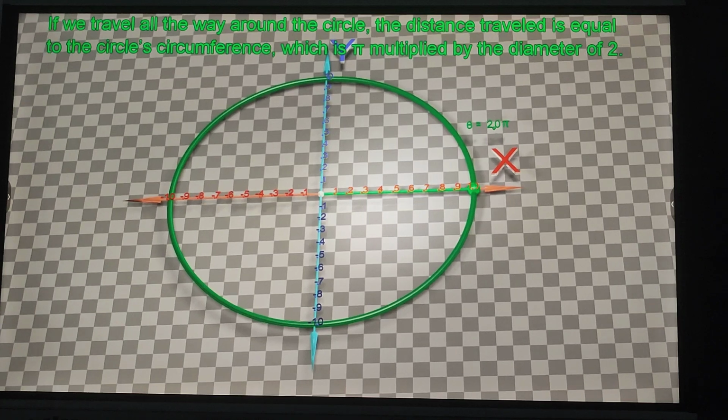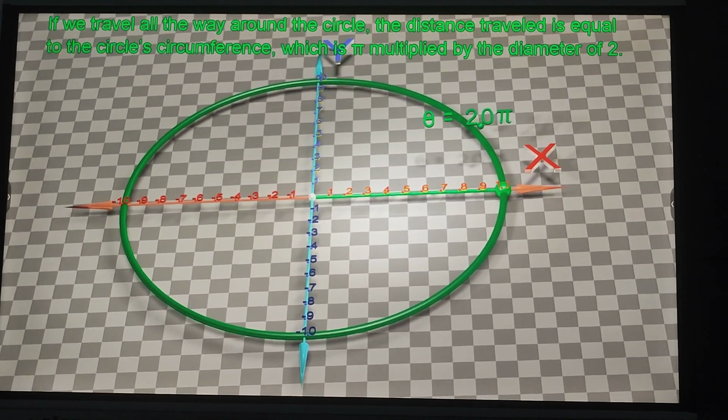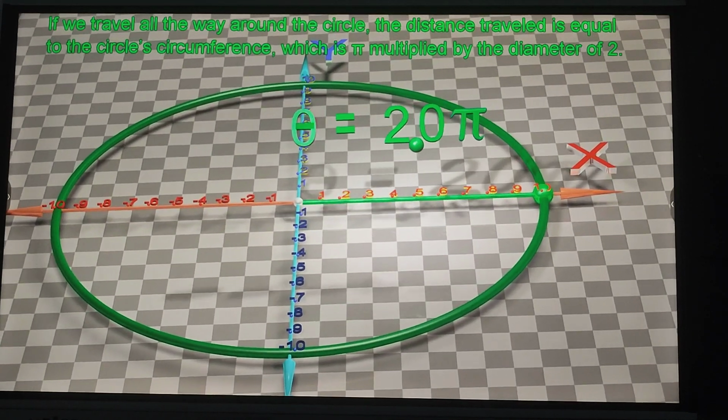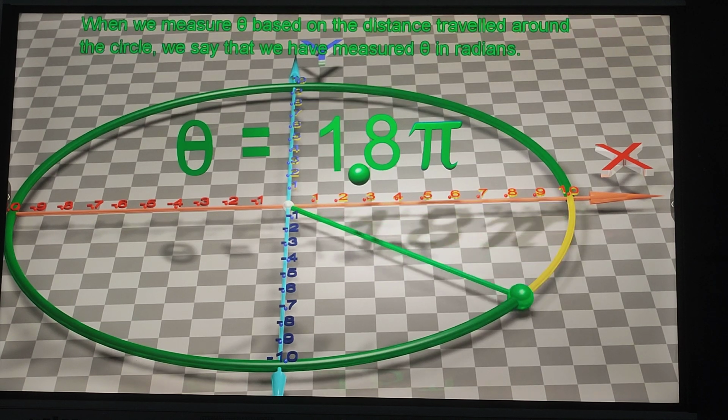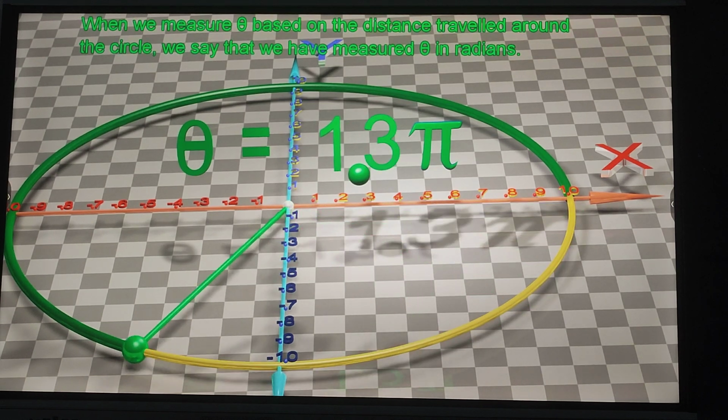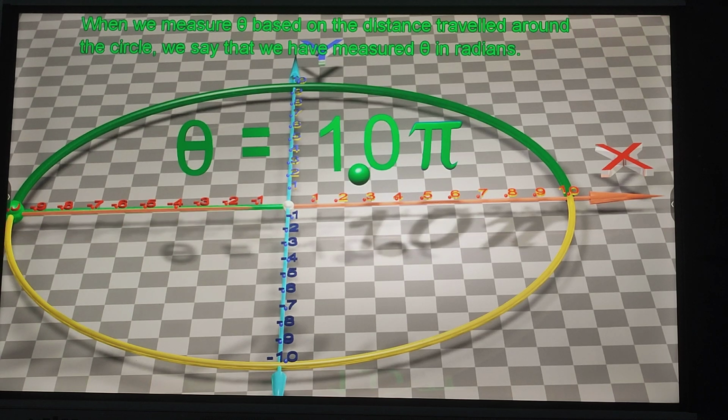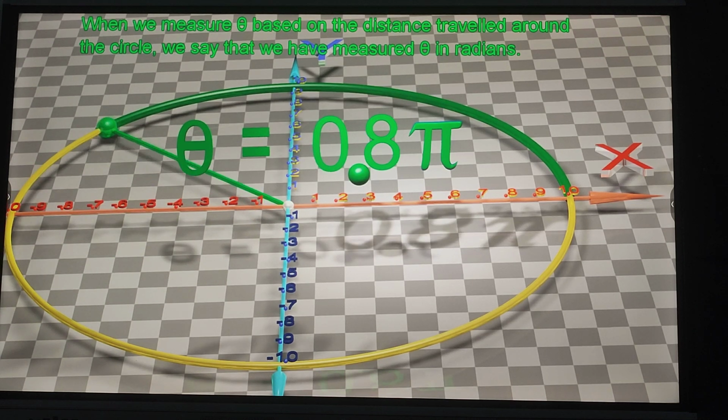If we travel all the way around the circle, the distance traveled is equal to the circle's circumference, which is pi multiplied by the diameter of 2. When we measure theta based on the distance traveled around the circle, we say that we have measured theta in radians.